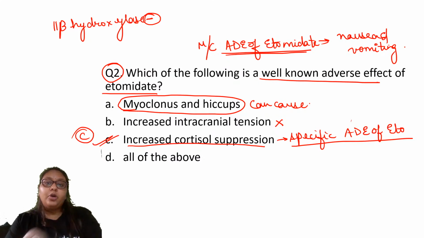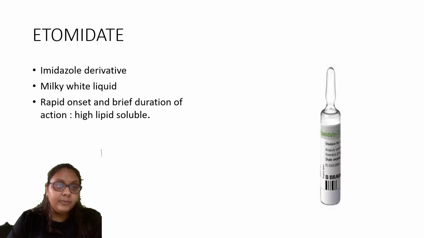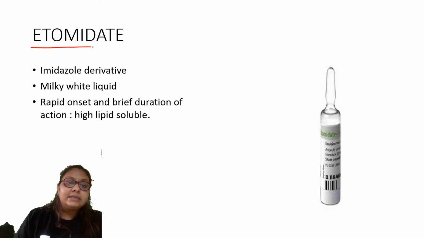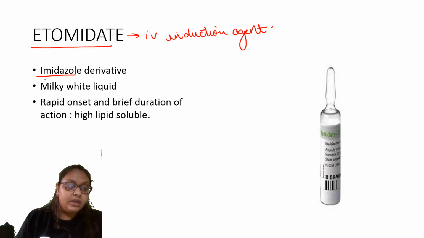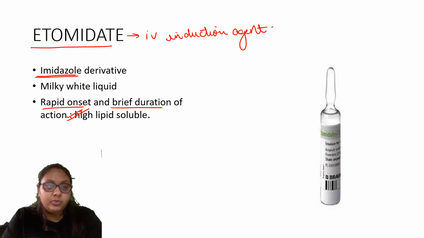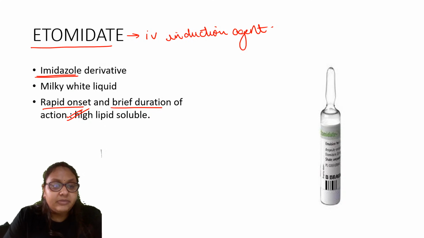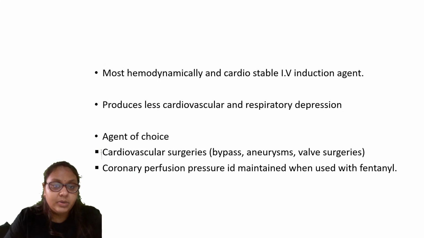So some important points about etomidate. Etomidate is an IV induction agent, right? And it is an imidazole derivative, which is a milky white liquid, okay? It has rapid onset and brief duration of action because it is highly lipid soluble. So this is an imidazole derivative with high lipid solubility.